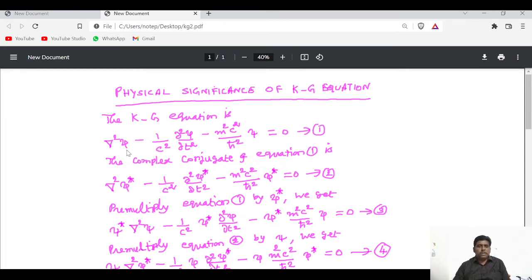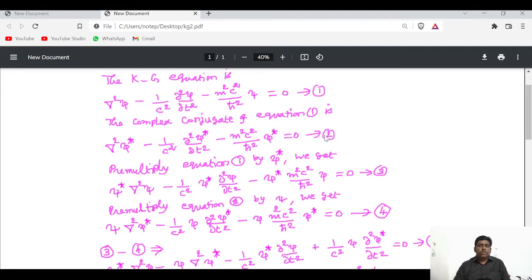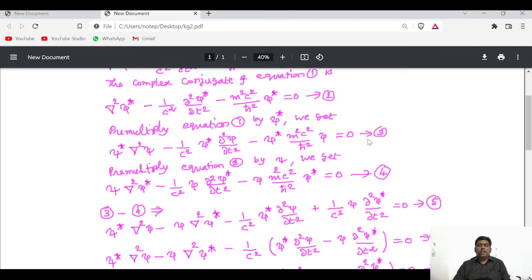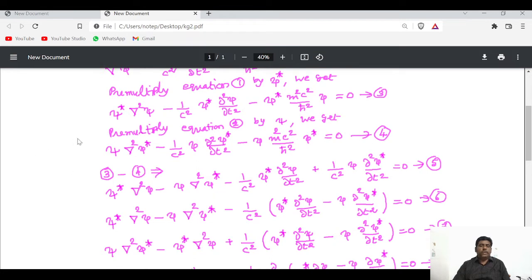Complex conjugate means psi should be replaced by psi star, so that we can get the equation of the form 2. Now pre-multiply all the terms of equation 1 by psi star, we can get the equation of form 3. Then multiply all the terms of equation 2 by psi, we can get the equation of form 4. Find out the value of 3 minus 4. Here psi star del square psi minus psi into del square psi star.